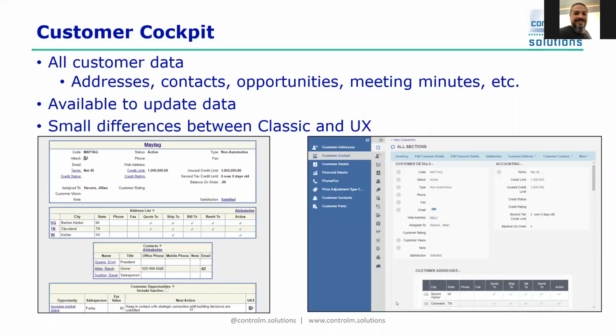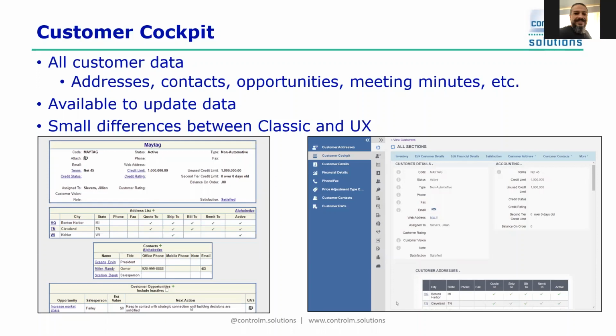Okay, in the customer cockpit, we will find all related data to the customer: addresses, contacts, opportunities, quotes, communications, etc. You can add and update the data in here. So the people that need to know about a customer or that are in constant communication and need to keep track of everything about a customer, this is a great resource. There are very small differences between Classic and UX in how to do things in here, but the data that we can see is the same.